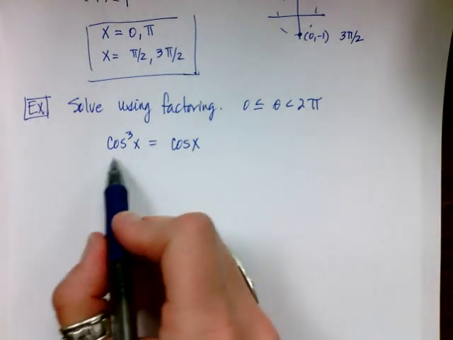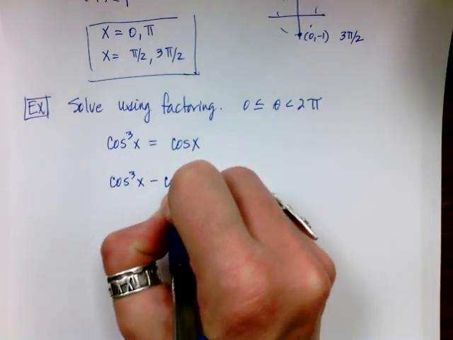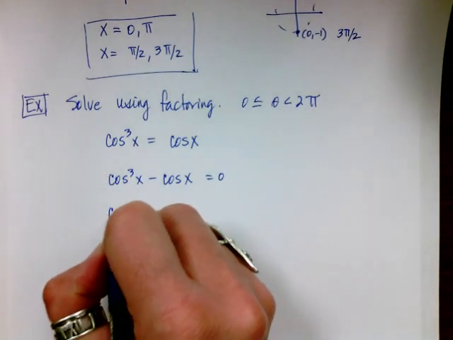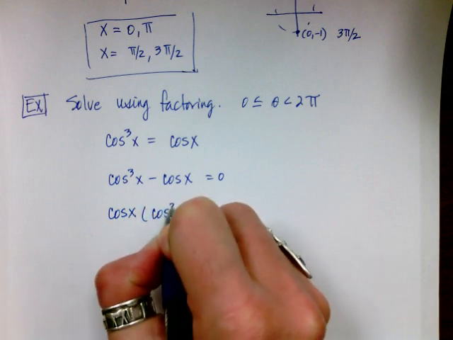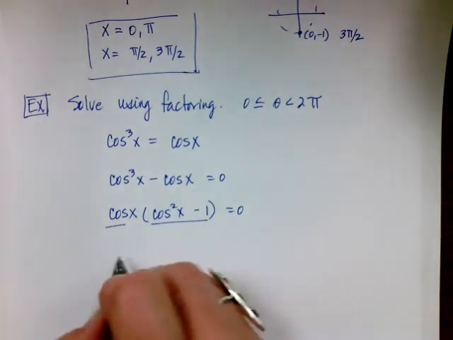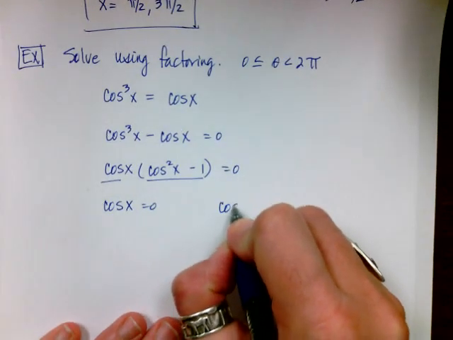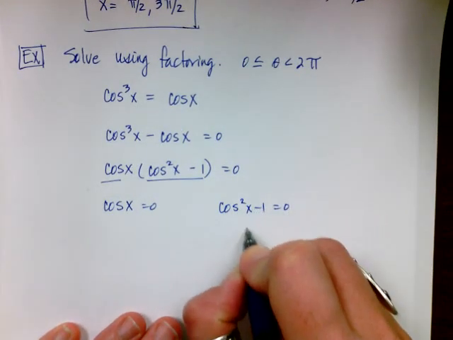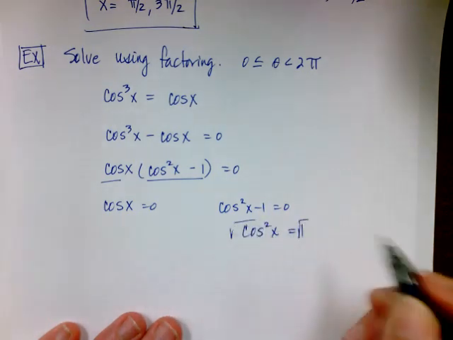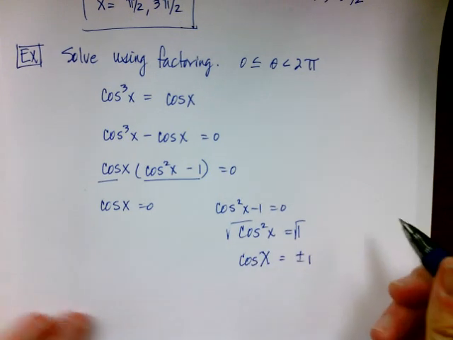So since I'm trying to solve for cosine, I'm going to put all of the cosines on the left-hand side. So I'm going to have cosine cubed x minus the cosine of x is 0. These two guys both have cosine in common. Factor it out. And I'm going to get cosine of x times cosine squared x minus 1. Okay. Now I have my two baby equations, so I'm going to set the cosine of x equal to 0, and I'm going to set the cosine squared x minus 1 equal to 0. Manage this one a little bit more, so cosine squared x is 1. Take the square root of both sides, and I get the cosine of x is plus or minus 1.